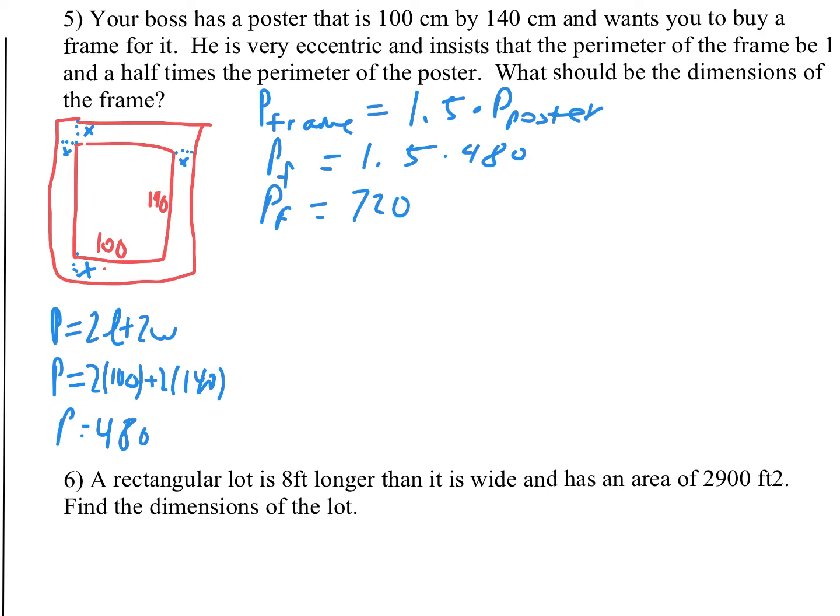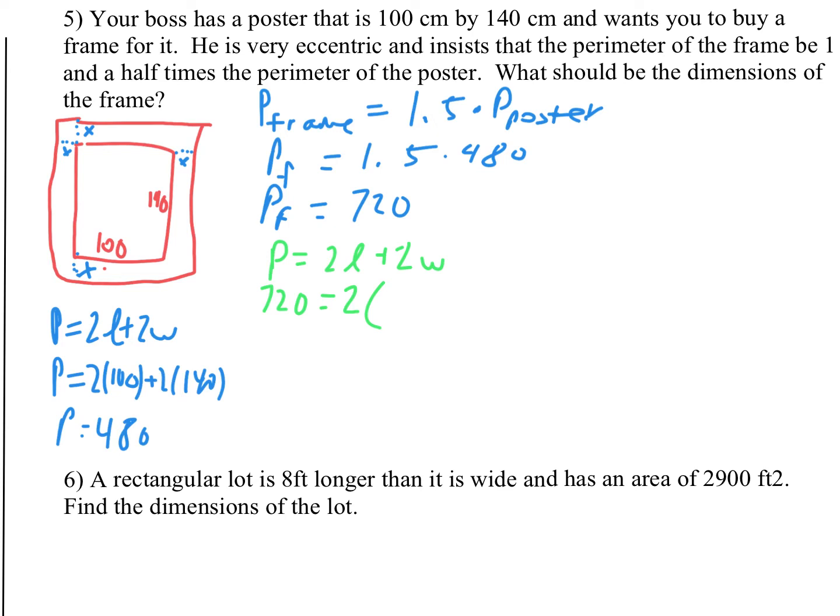Okay, so now that we know that, we need to do a new equation for the perimeter of the frame. Okay, so the perimeter of the frame is, again, 2L plus 2W. Now, I know that I want the perimeter of the frame to equal 720, okay? And so I'm going to do that as 2 parentheses.